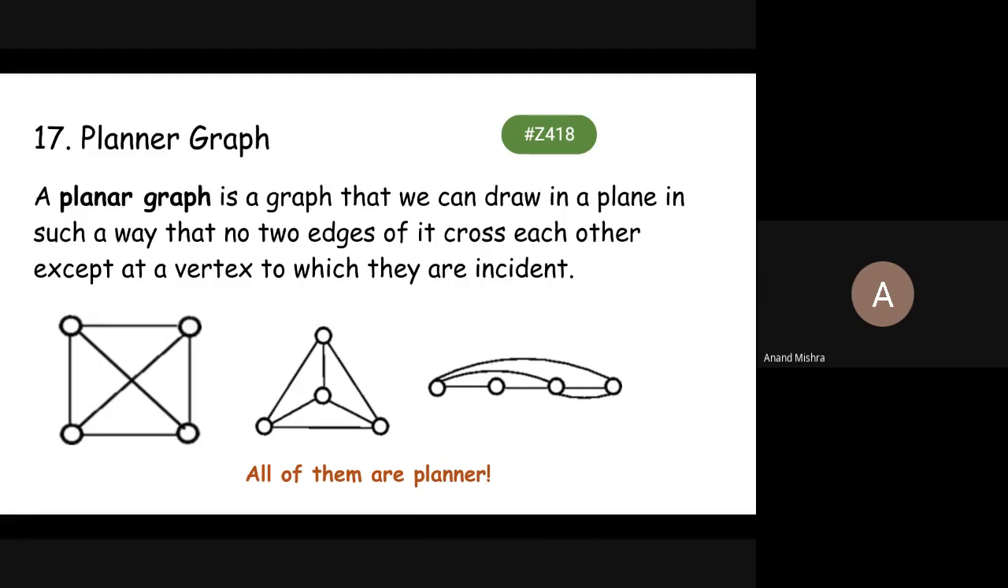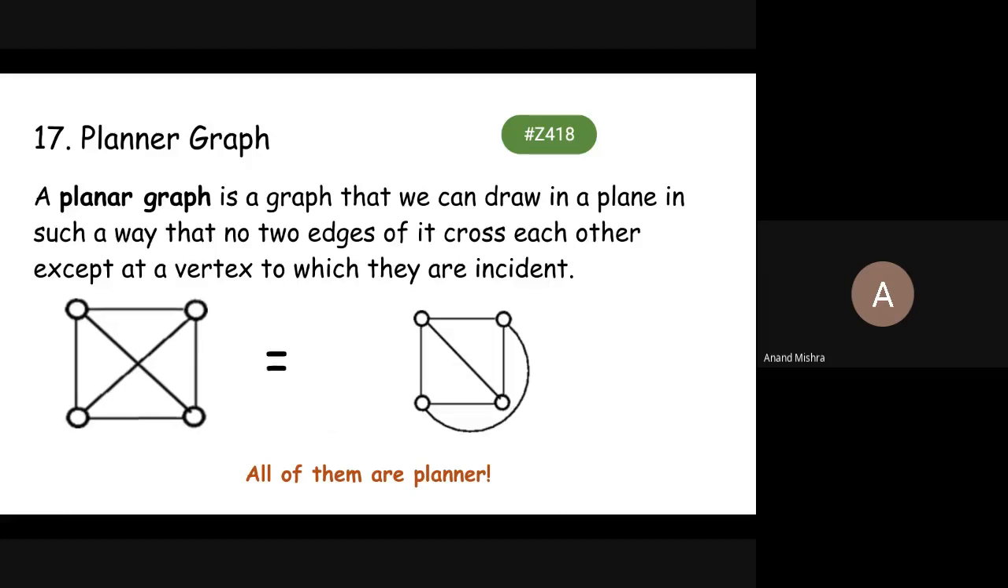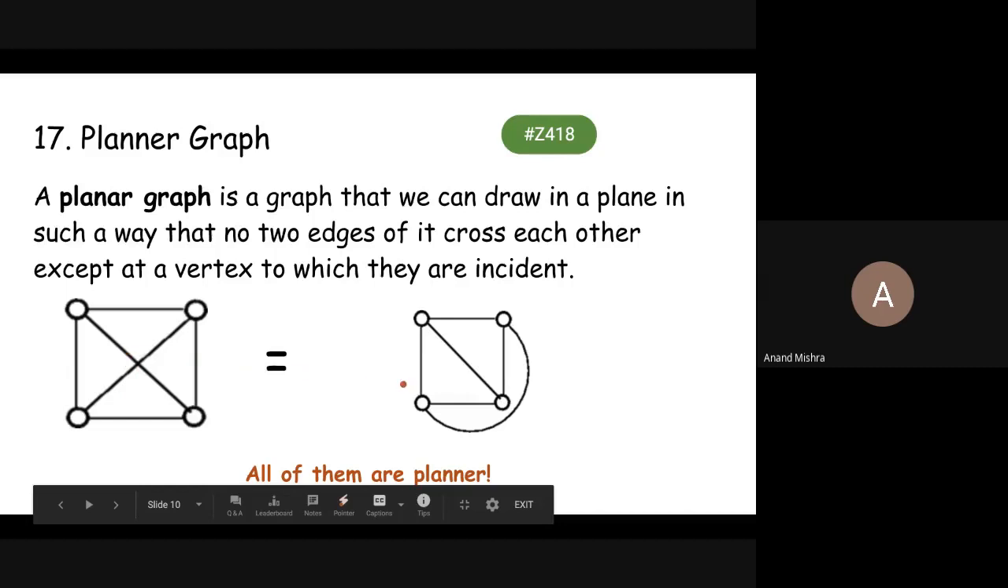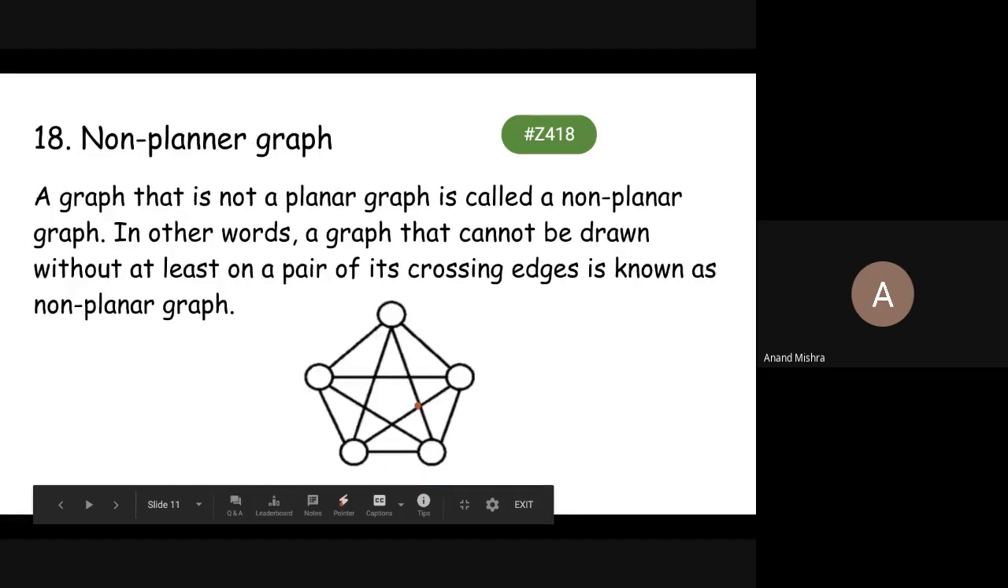So the question is whether you can draw it or not, and it's not always possible, right? In these three examples we have seen that all of them we can draw on paper without crossing the edges, but it's not always possible. We will see an example. So this is what I was telling, right? This graph and these two graphs are equivalent, and you can always draw it like this.